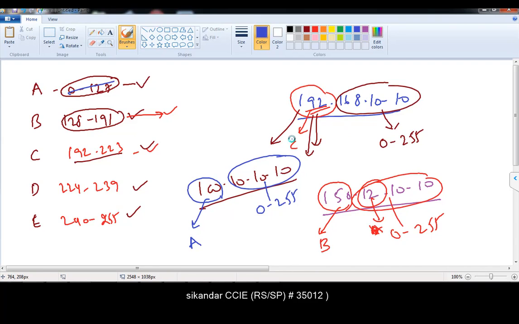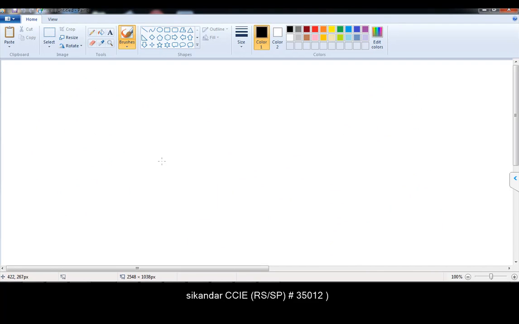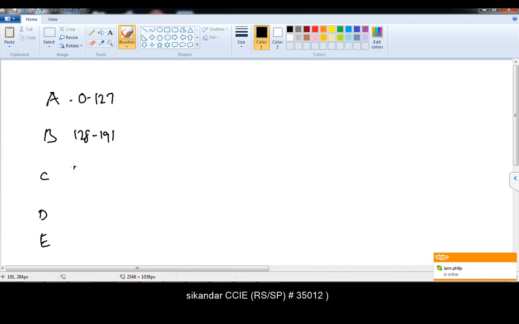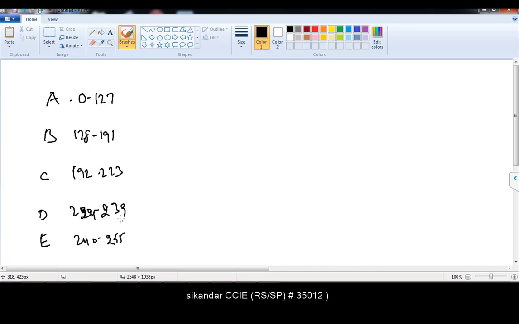So let's try to get into some more detail. We discussed that there are five classes: class A, class B, class C, class D and class E. Also, we discussed that 0 to 127 belongs to class A, 128 to 191 belongs to class B, 192 to 223 belongs to class C, 224 to 239 belongs to class D, and 240 to 255 belongs to class E. Of these five classes, the first three we use for LAN and WAN, which means in practice we use only three classes.